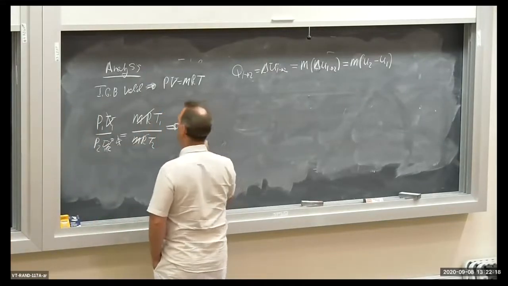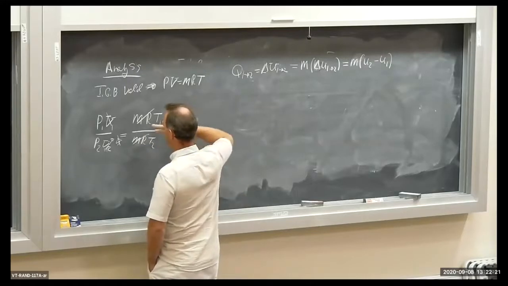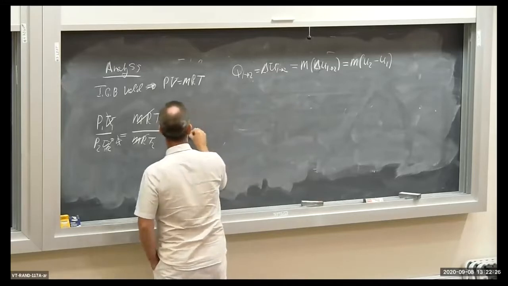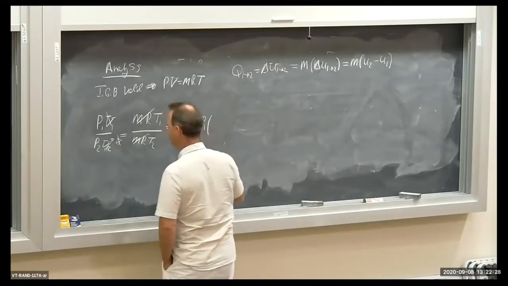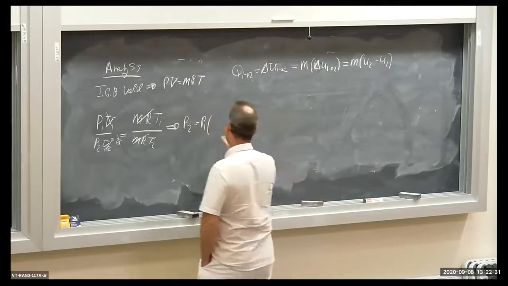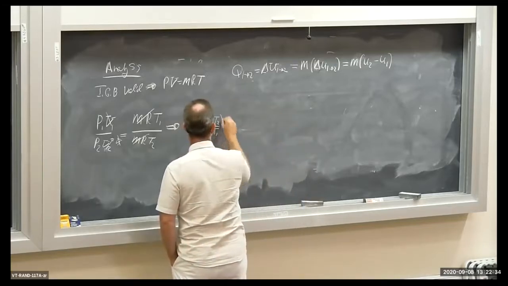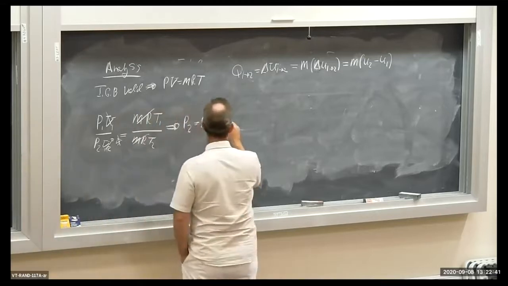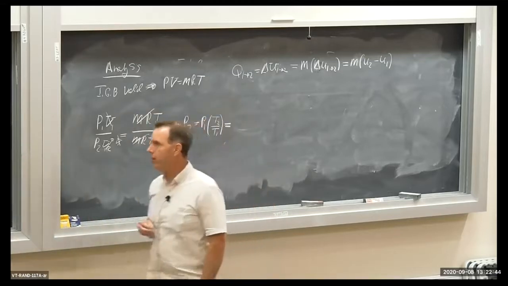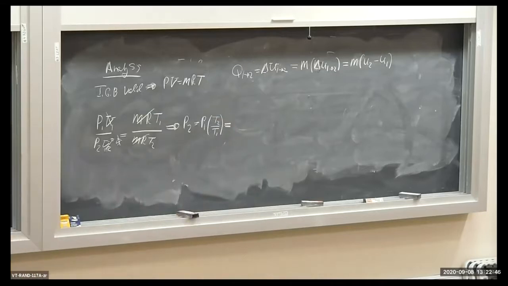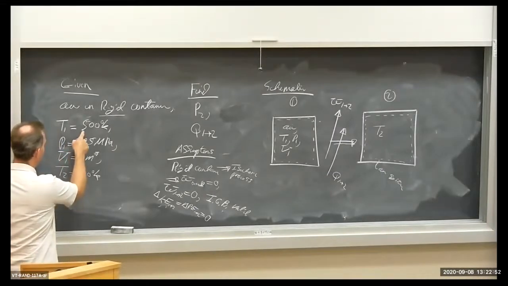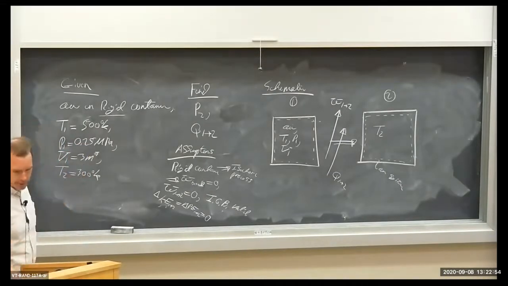Okay, so what does this imply? I'll take the P2 over here, and I'll flip the T1 and the T2 and put it over on the other side of the equation, and then flip the equation. So I have P2 is equal to P1 times T2 over T1. Now, what is P1? P1 is 0.25 bar, and T1 is 500 degrees, and T2 is 300 degrees. So I know everything.